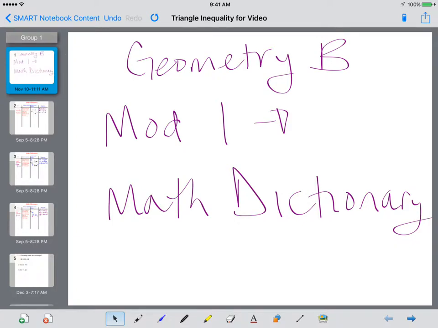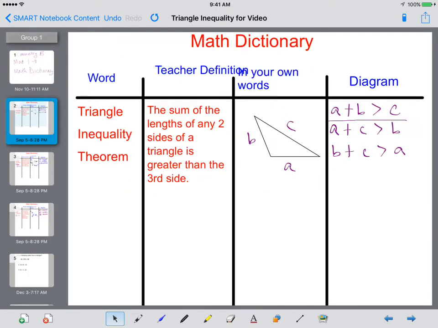Welcome to this lesson, starting off Mod 1 of Geometry B. Make sure you have the correct math dictionary out to record the 3 words into our dictionary. Here they are when we start.